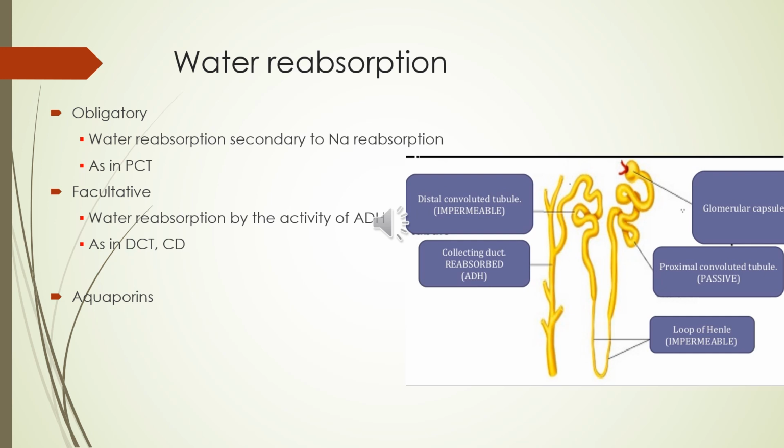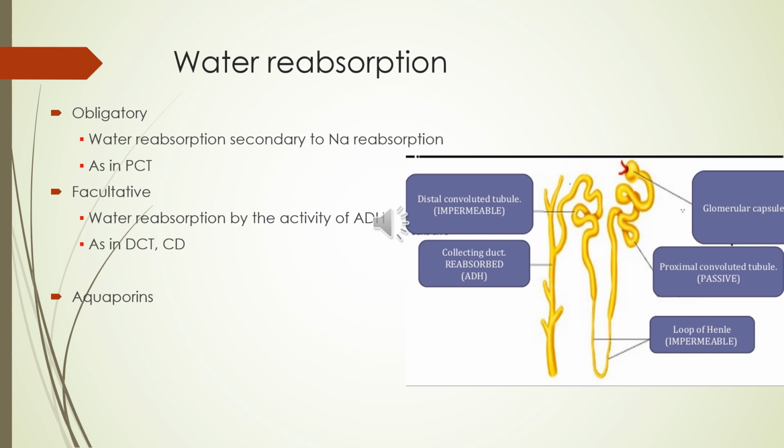Obligatory type of water reabsorption is where the reabsorption of water occurs secondary to the sodium reabsorption. So when the sodium is reabsorbed from the tubule, the osmotic pressure is reduced, and this causes osmosis of water from the renal tubules into the cell. So it occurs in the proximal convoluted tubule.